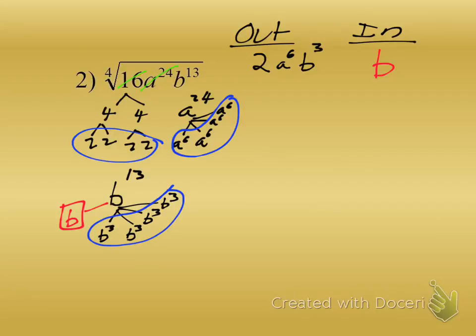Questions? So it's 2a to the 6th, b to the 3rd. Yeah, I should probably write that down, huh? That would help, wouldn't it? Yes, Mr. Mormon, it sure would. 2a to the 6th, b to the 3rd.